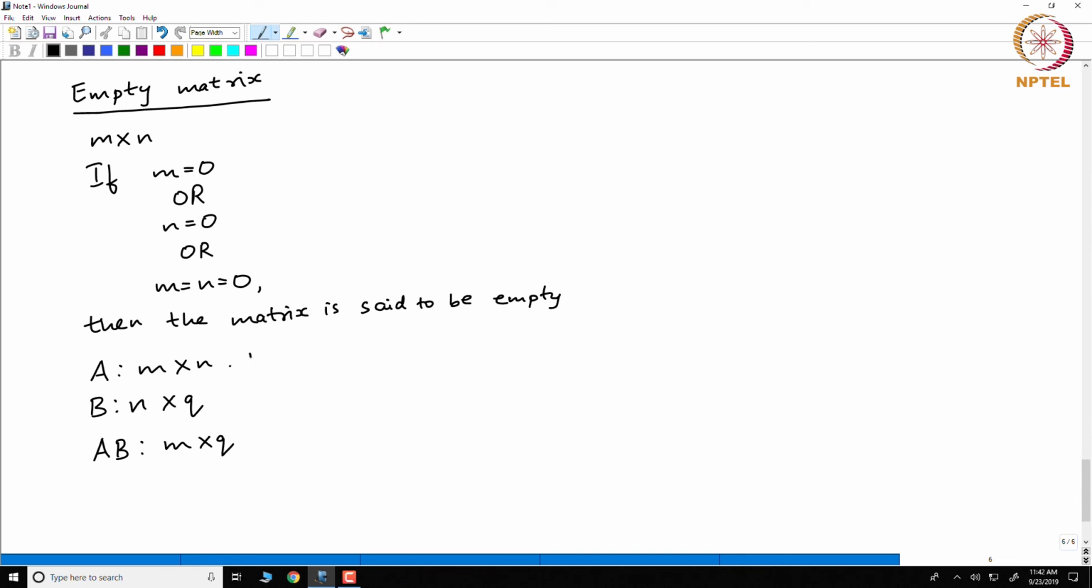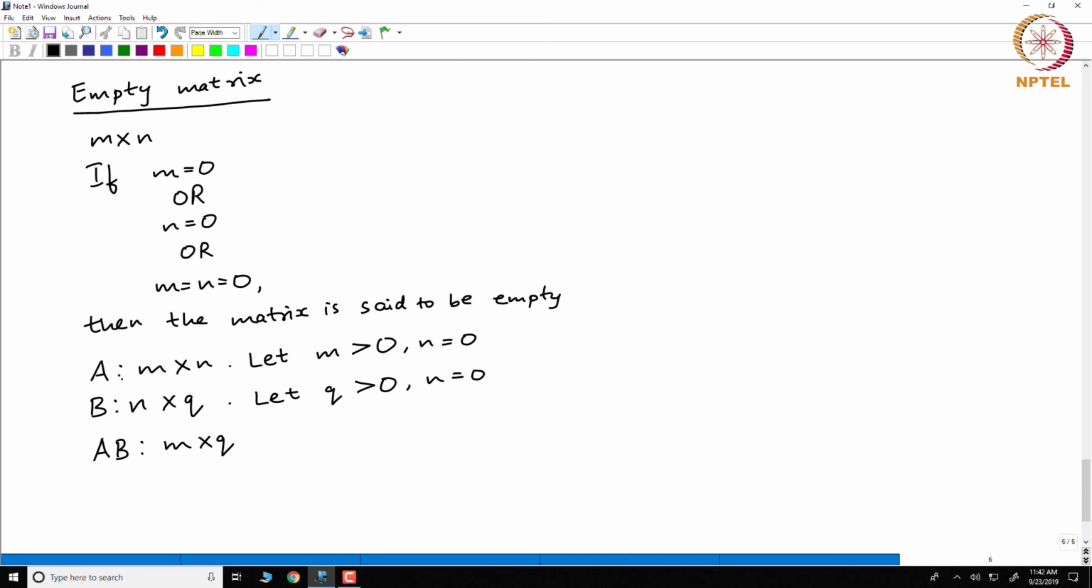So we will make some assumptions. Let M be greater than 0. Let Q be greater than 0. Let N be 0. Then A is an empty matrix because the number of columns is 0. B is also an empty matrix because the number of rows is 0. But what happens to AB?